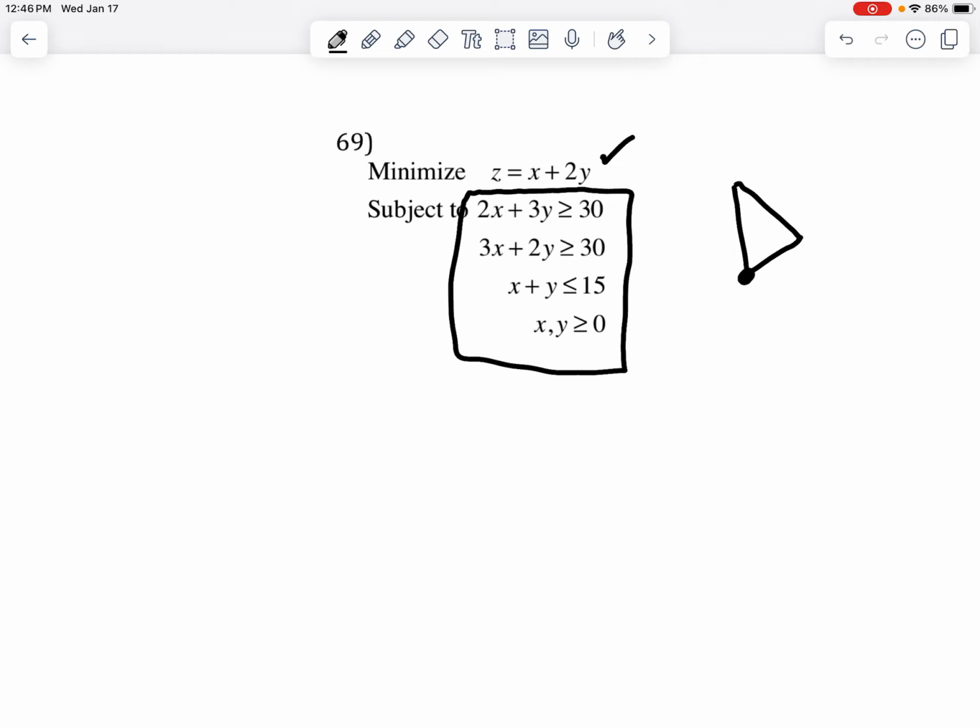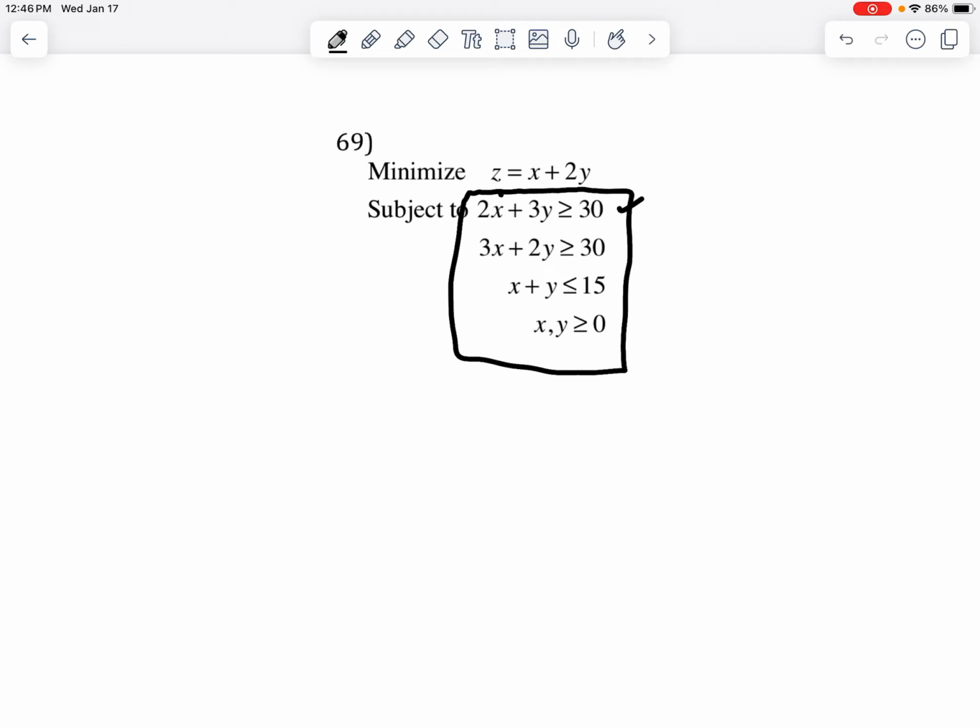And then a triangle has 3 vertices. And we'll just take those numbers from the vertices, each one of these, and then plug it into this function and find out what will make the z the smallest. Okay, that's the general idea.